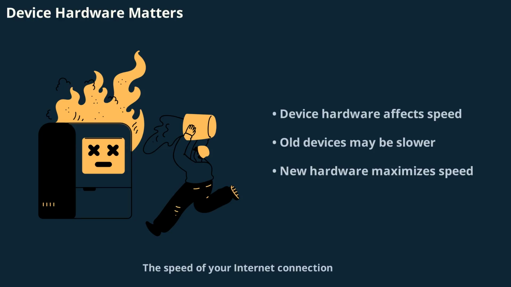The speed of your internet connection isn't just about cables and routers. Your device's hardware, like its processor and memory, also affects how quickly you can browse, stream, or download. Older devices may struggle to keep up with fast connections, while newer hardware can take full advantage of high-speed internet.